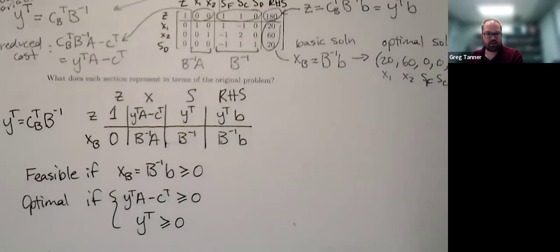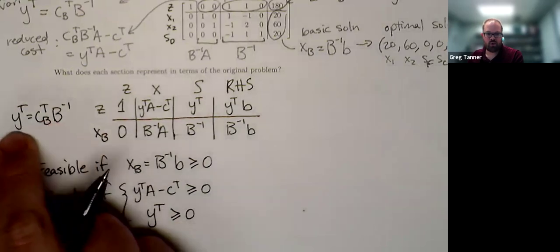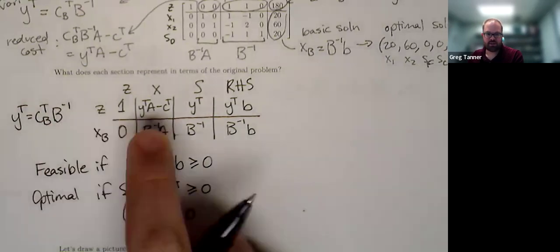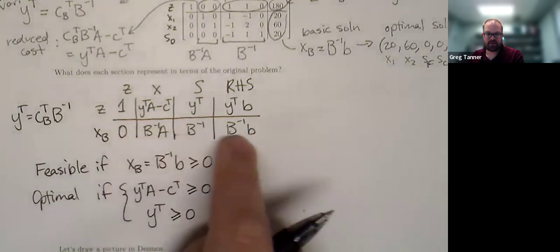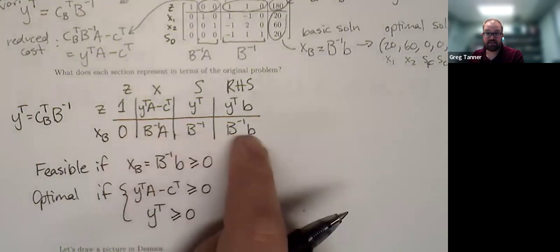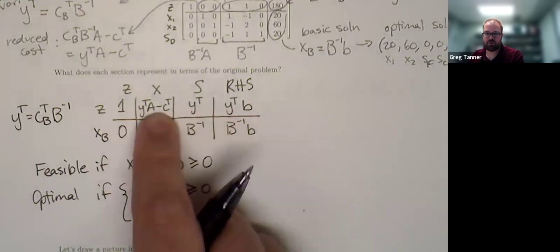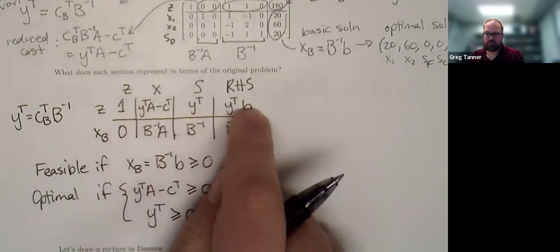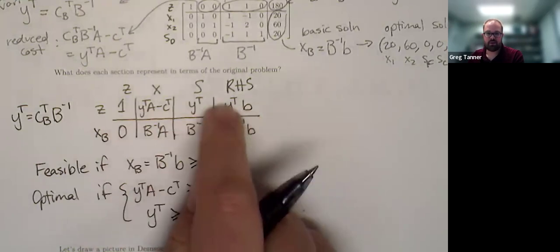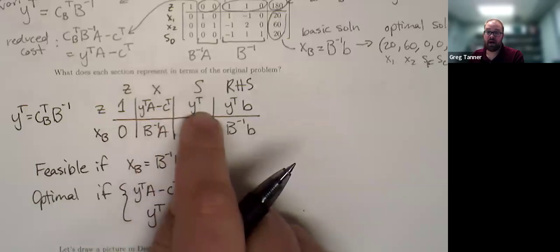Looking in here, if CB changes, then Y transpose changes. Here I'll point out the places where Y transpose affects these things. It doesn't affect any of the rows here, okay? So it doesn't affect feasibility, but it does affect the objective row. It will show up here, it will show up here, and it will show up in the objective value as well. So here and here, that's affecting optimality.